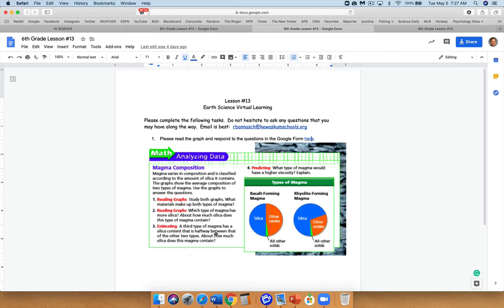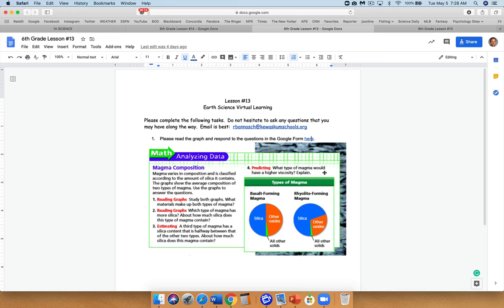Okay, and obviously that's going to depend on what you came up for. If you put this as 50 and this is 70, your answer might be within a range of 5 there. And then the last one says, what type of magma would have a higher viscosity? And then explain your answer. This is a tough question because the video touched on it a little bit, but not a lot. So if you struggle with this one, we'll go over it real quick here.